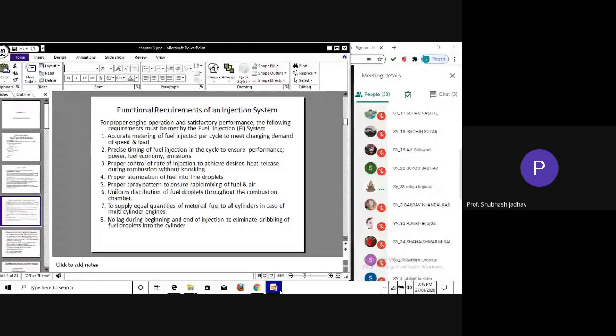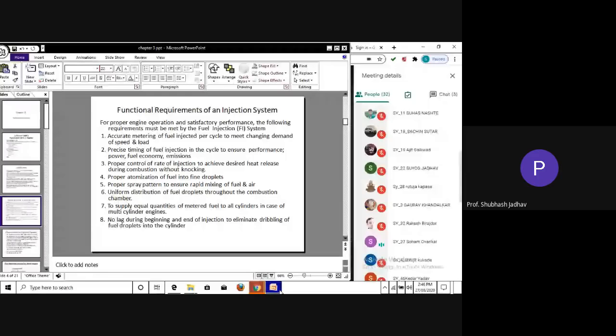Okay, you can unmute. Soham Overikar. Yes, sir. What is the importance of the proper size of the droplet? Due to the proper atomization of fuel into the fuel droplets, we have combustion. Which point did we discuss? The fourth point, sir. Okay. Thank you. No problem.